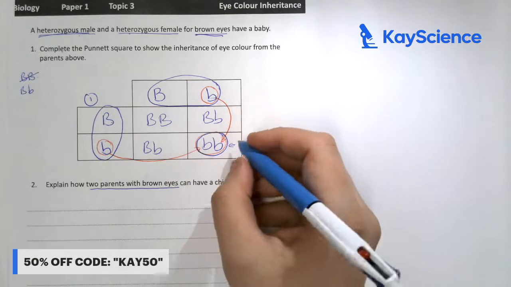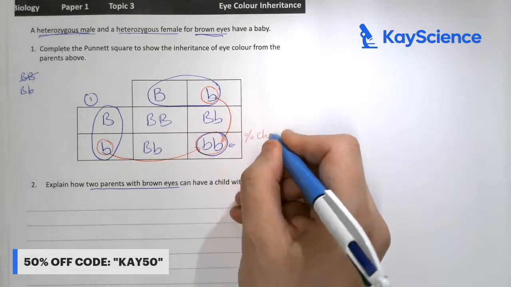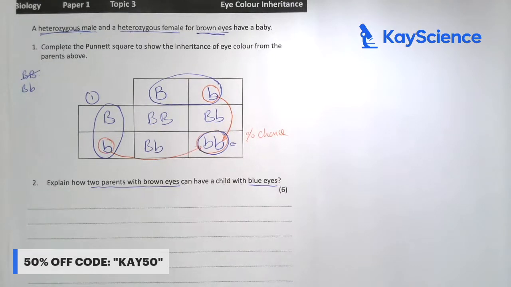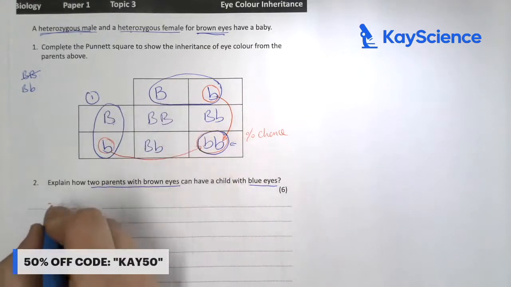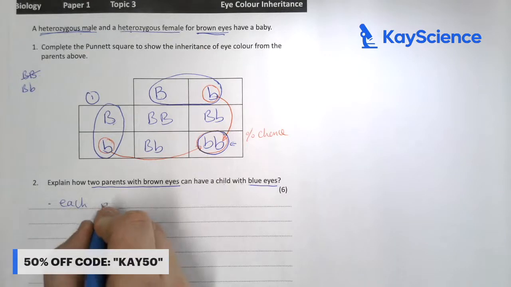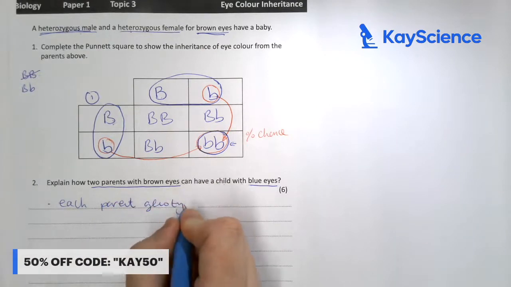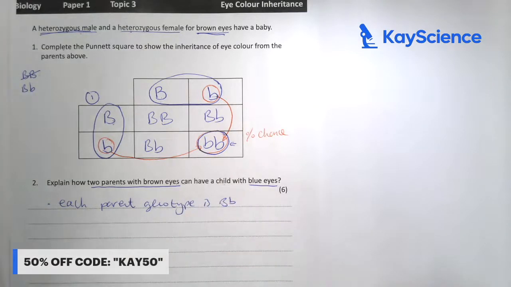And what is the percentage chance? Let's see how we'd write about this in an exam. The first thing you must talk about is the genotype of each parent. So each parent's genotype is big B, little b. It's marked in the exam.